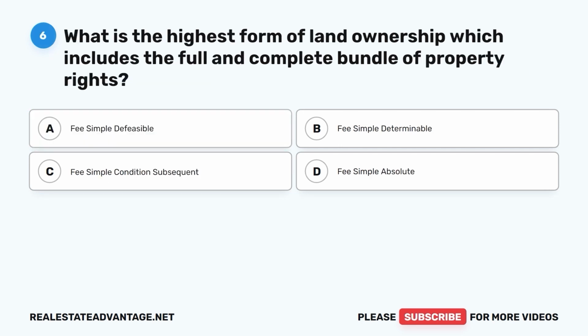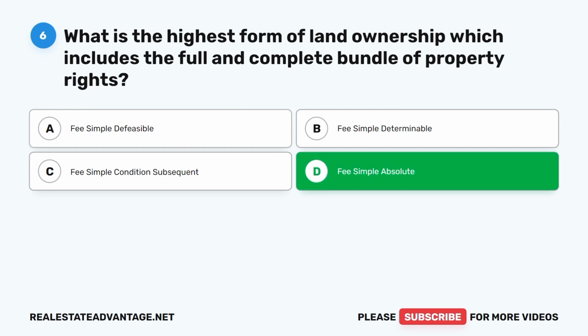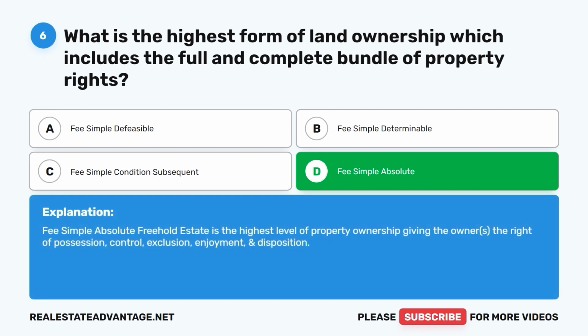Question 6. What is the highest form of land ownership which includes the full and complete bundle of property rights? A. Fee simple defeasible. B. Fee simple determinable. C. Fee simple condition subsequent. D. Fee simple absolute. The correct answer is D. Fee simple absolute. Fee simple absolute freehold estate is the highest level of property ownership, giving the owners the right of possession, control, exclusion, enjoyment, and disposition.